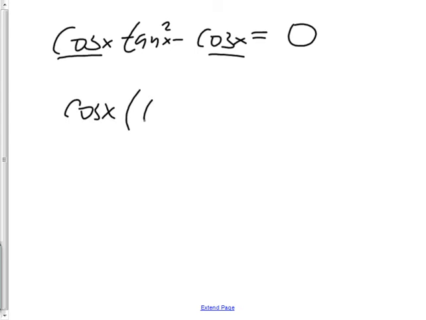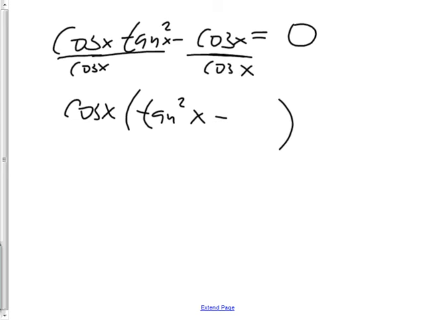And what do I have left? Tangent squared x minus, and then some people mess this part up. What I'm really doing is dividing by cosine x both here and here. So what do I really have there? A 1. Good. And then I have two equations, both of which need to be solved. I need to solve this one, which is cosine x has to equal 0, and the other one, which I will do in a different color.